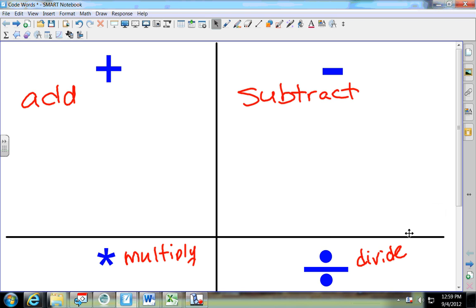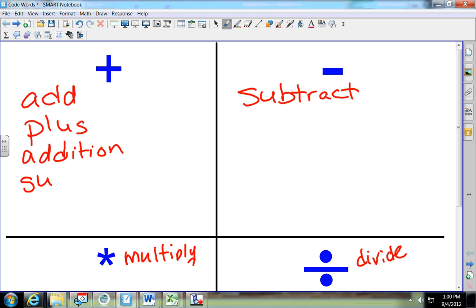Okay, so we were looking at these symbols, and we're trying to come up with the words that go with these symbols. Let's look at the first section right up here where I put add. What does anybody else have? I've got plus, addition, sum, more than. More or more than works too. I mean, both of them work.